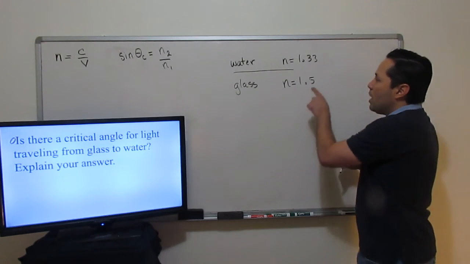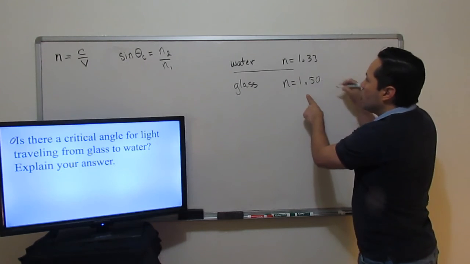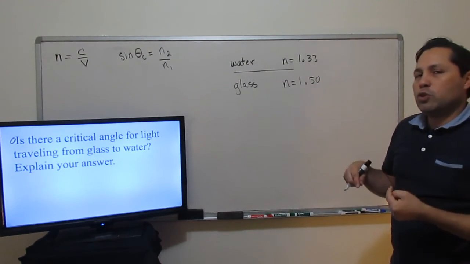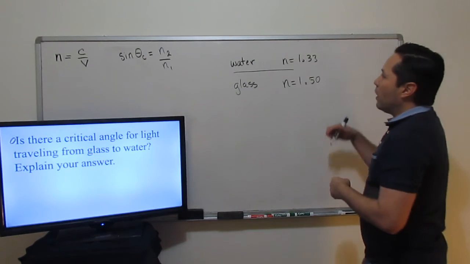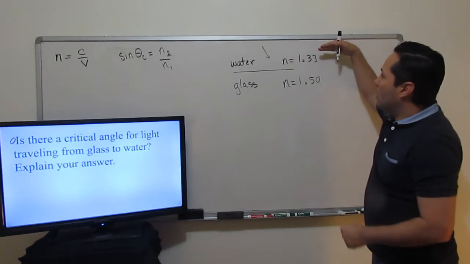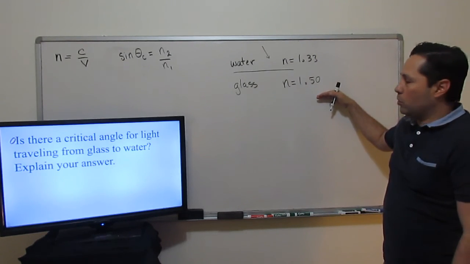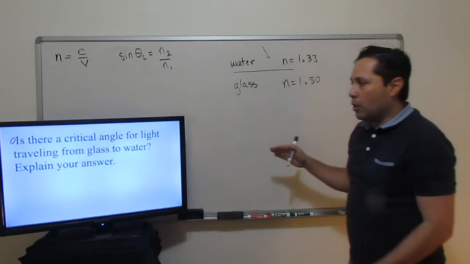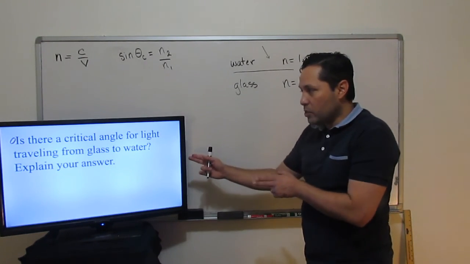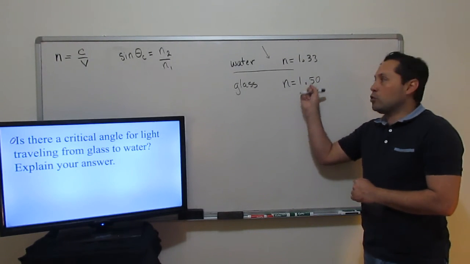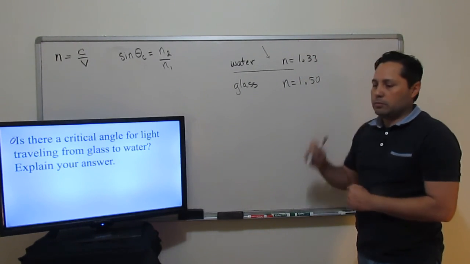Yes, when you go from a higher index of refraction to a lower index of refraction, yes, you can have it. Had this question been asked backwards, where the light was coming in that direction from low to high, the answer is no. It will not have a critical angle because it bends towards the normal. So the answer to this question, yes, you can, because it's going from higher index of refraction to lower index of refraction.